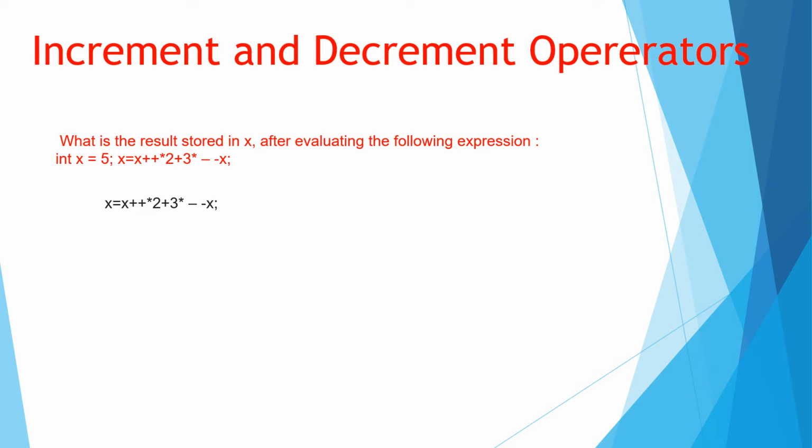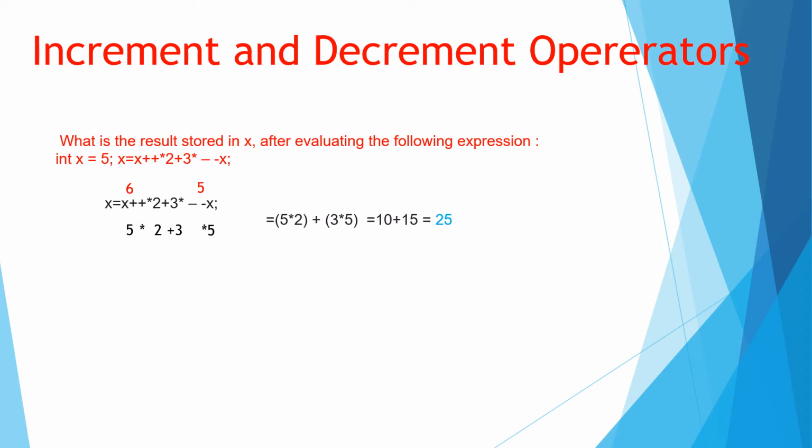Postfix: first use it and then change the value. So first we will take 5 in the expression, the original value. Then we will increase the value by 1. So 5 into 2 plus 3 into minus minus x. That means first change it and then use. First we will change the value and then we will use it in the expression.